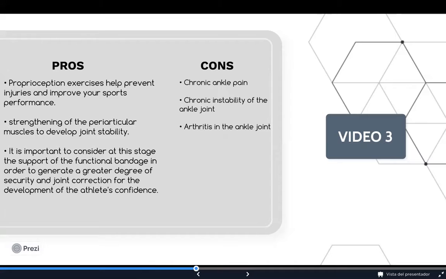Cons: chronic ankle pain, chronic instability of the ankle joint, arthritis in the ankle joint.